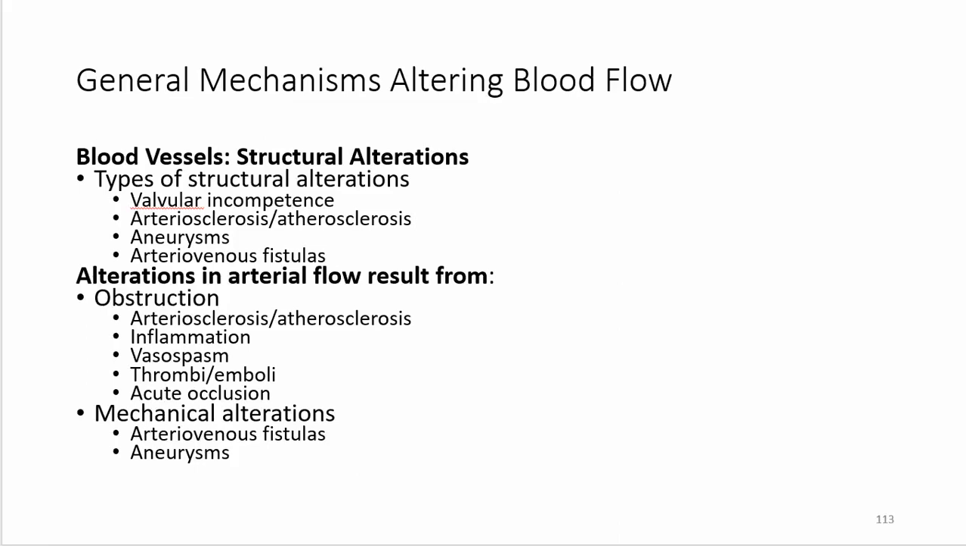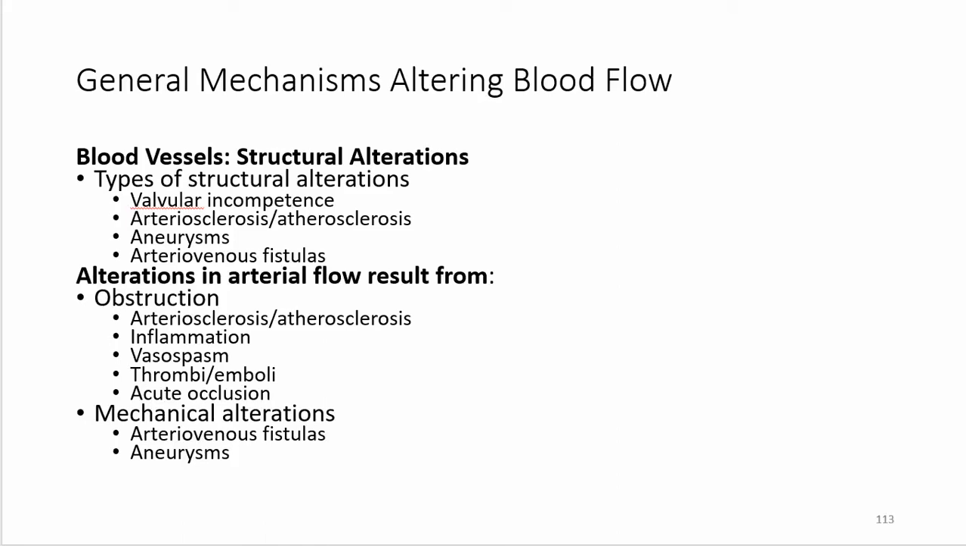Okay, the last topic for this section is altered blood flow. And really, these are alterations in blood vessels. So a lot of them are structural alterations. A structural alteration that's going to affect blood flow in veins would be valvular incompetence, so varicosities.